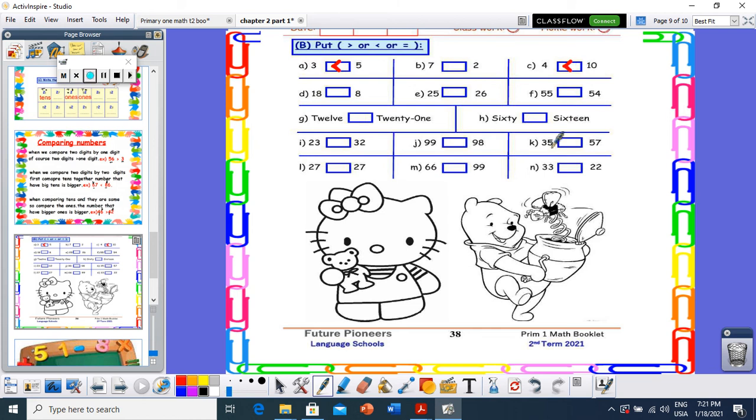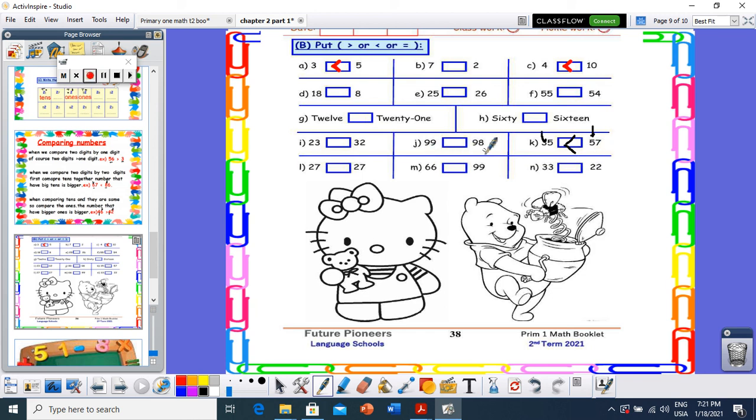Let's see 35 and 57. The first step, I have to look at the tens. Here I have 3 and here I have 5. So which is bigger, 3 or 5? Excellent, 5. So now the alligator will open its mouth to eat 57. Great job.